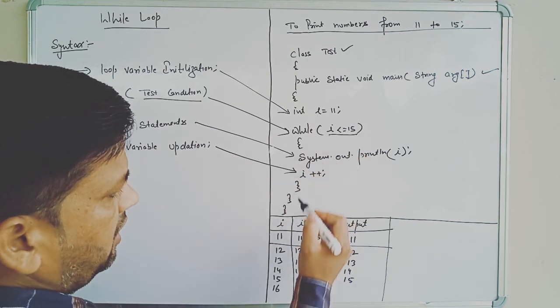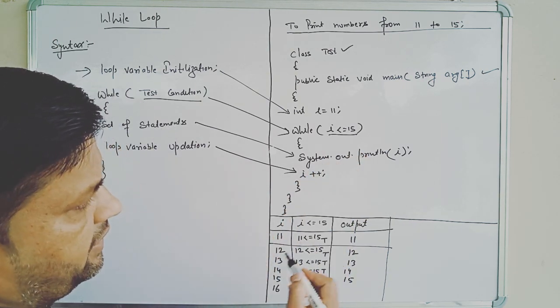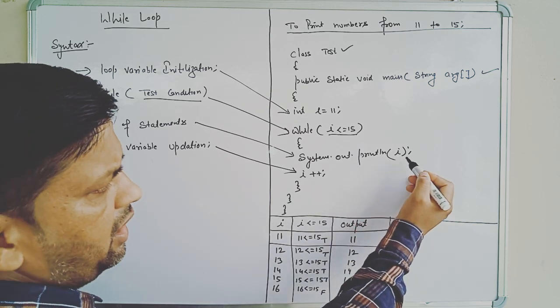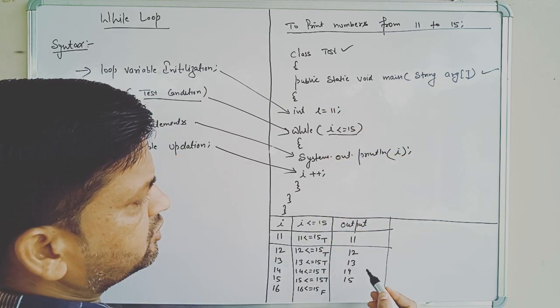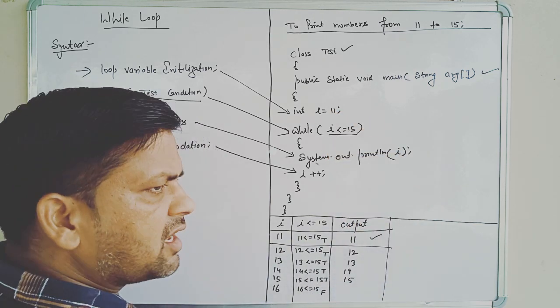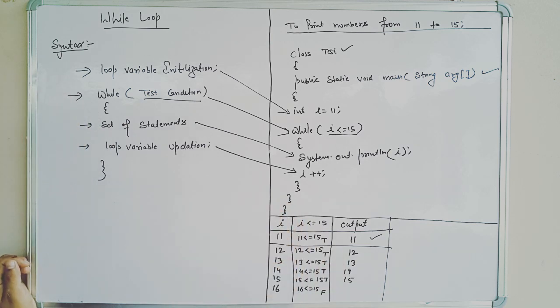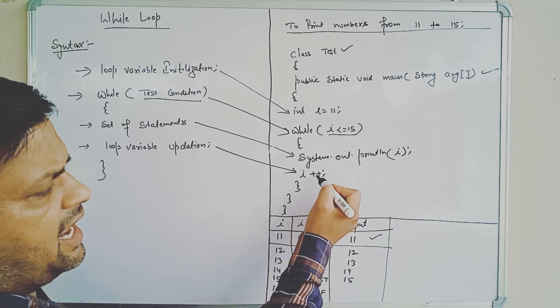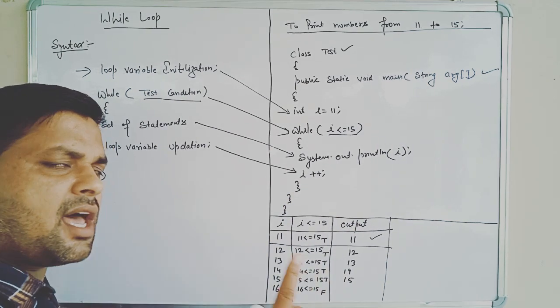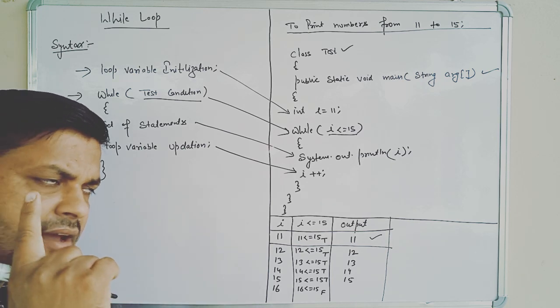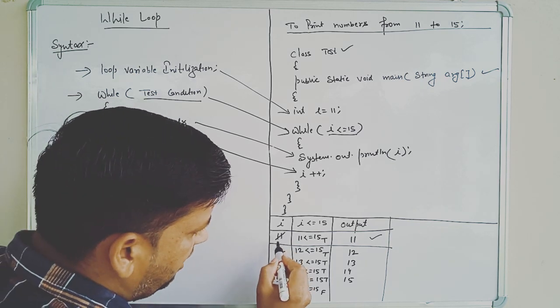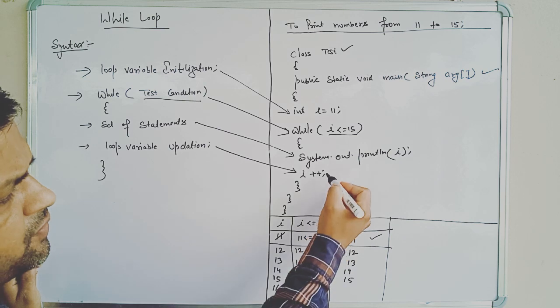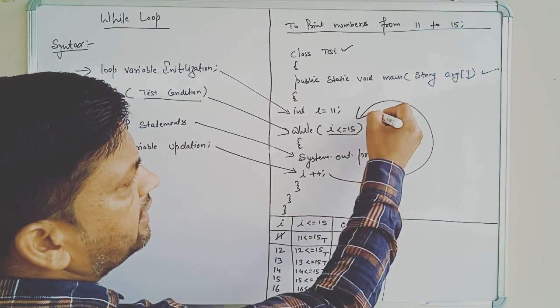Now 11 less than equal to 15, condition true. System.out.println of i. So what will be printed on the screen as output? 11. Now in the second step, i plus plus. It means the i value will be incremented by 1, so i will now become 12. So from here again it will come back.